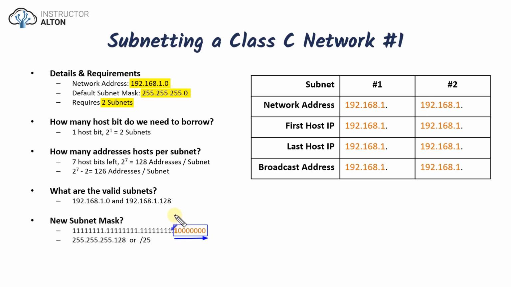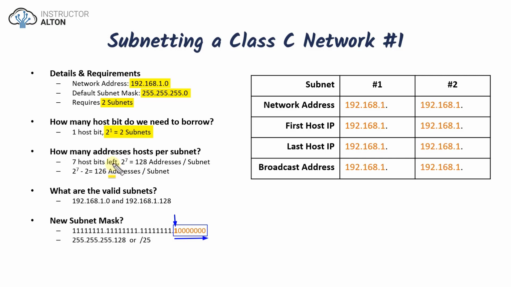But in this example, we only need to borrow the first one because that accomplishes what we need. So we're going to borrow that one. We're going to leave 7 for the host portion. That's going to give us 2 to the power of 1, meaning 2 subnets. And we know that there are 7 host bits left.